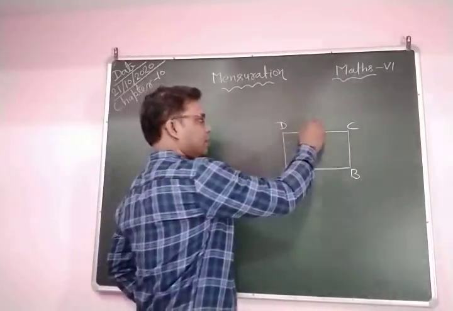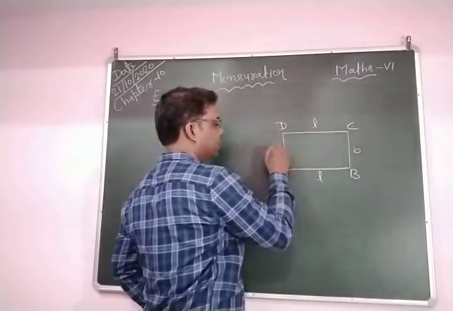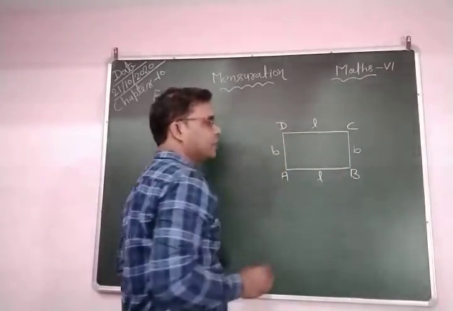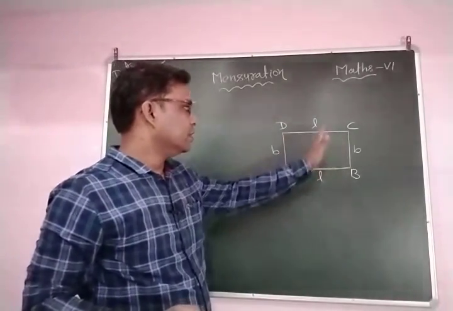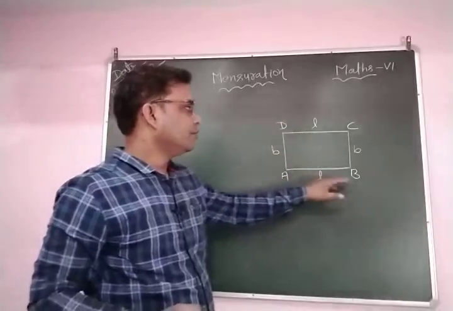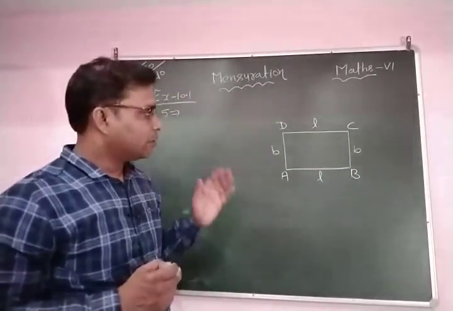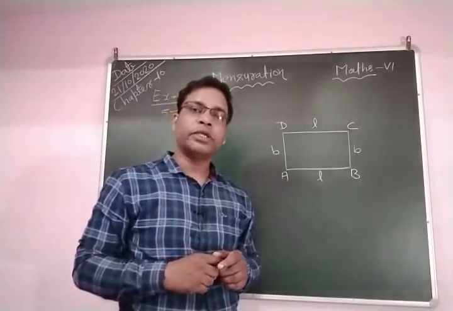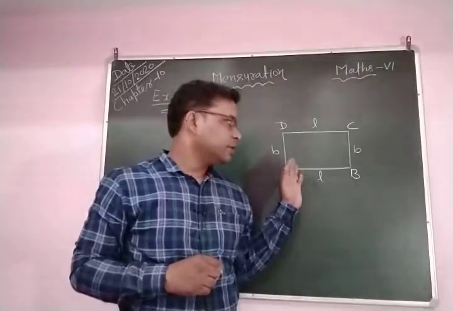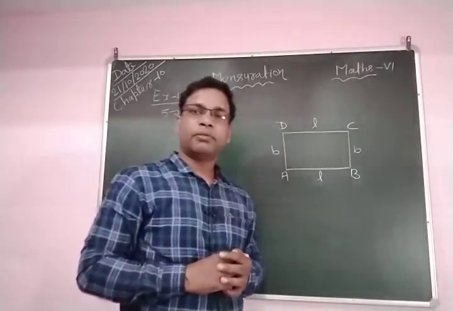So this is length, this is also length, this is breadth, this is also breadth, because AB is opposite to CD and AD is opposite to BC. In a rectangle each angle is 90 degrees, opposite sides are equal and the diagonals are also equal. So here we need to find the perimeter of this rectangle, which is the length of the boundary.